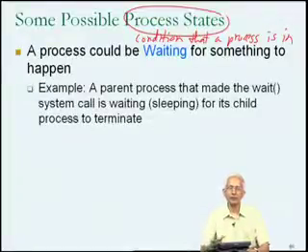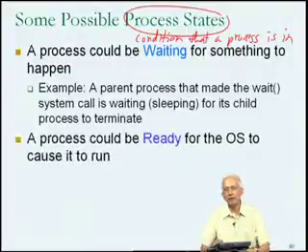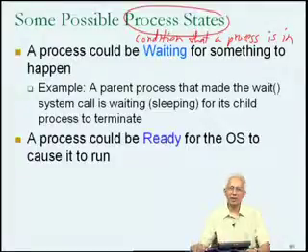Okay. So, the example of a parent process that made the wait system call and is waiting or sleeping for its child process to terminate. Now, after the child process terminates, what happens? The answer is the parent process may not actually be able to start running right away, because there could be some other process running. And therefore, we need to talk about another state that a process could be in.